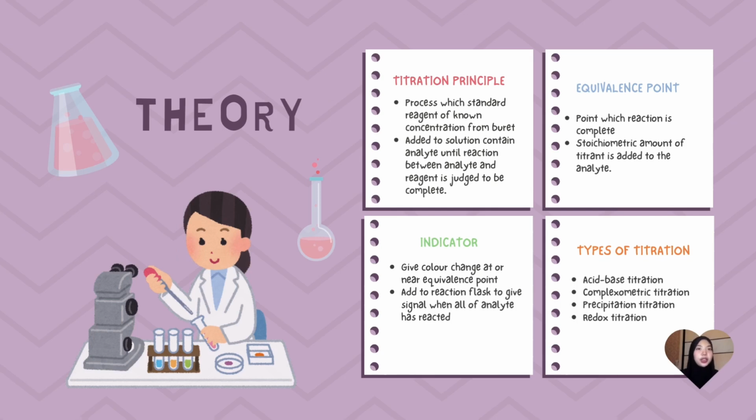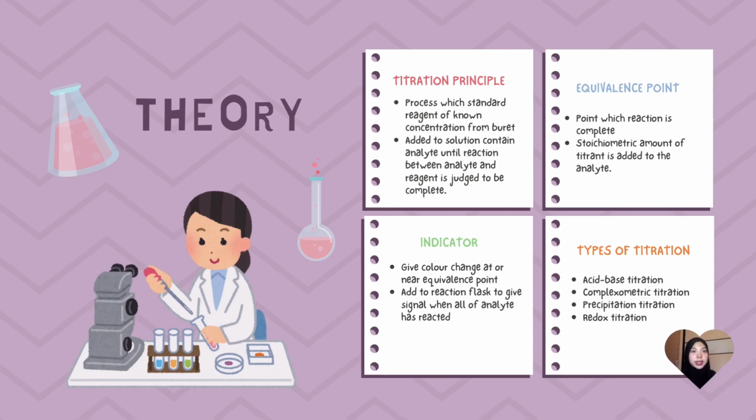Let's move to the theory. First one is the titration principle. Titration is a process which starts with a standard reagent of known concentration, the titrant, which is then added to a solution containing the analyte until the reaction between analyte and reagent is judged to be complete. The second one is the equivalence point. The equivalence point is the point at which the reaction is complete and a stoichiometric amount of titrant has been added to the analyte.